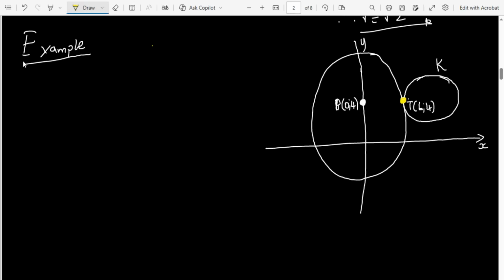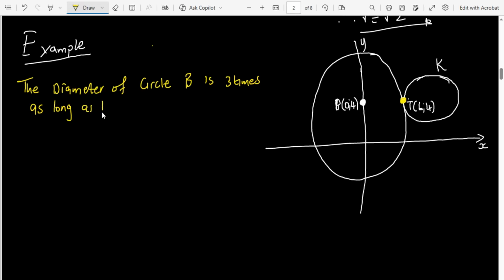Okay, let me write this down. The diameter of the circle B is 3 times what? This is 3 times as long as the diameter of the circle K. Please make sure that you understand what this statement is saying. We'll definitely work on that.